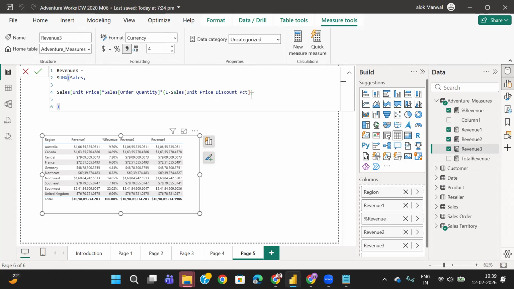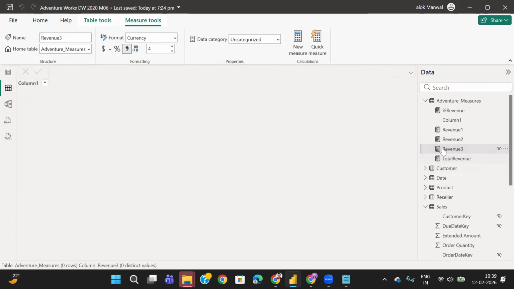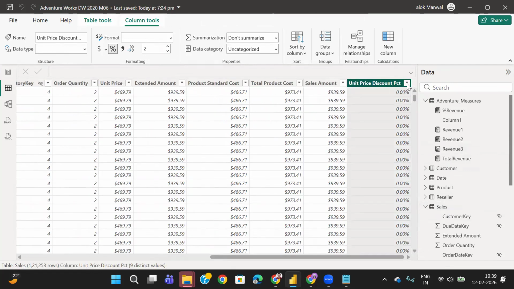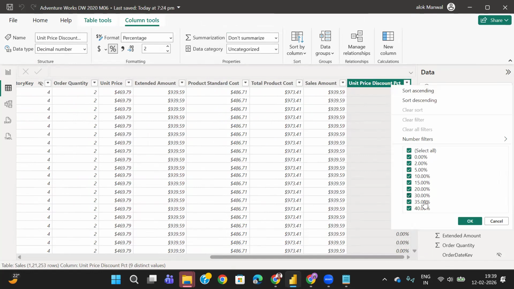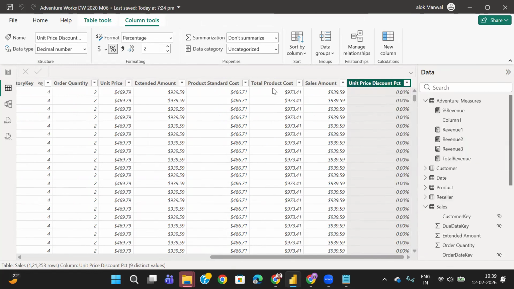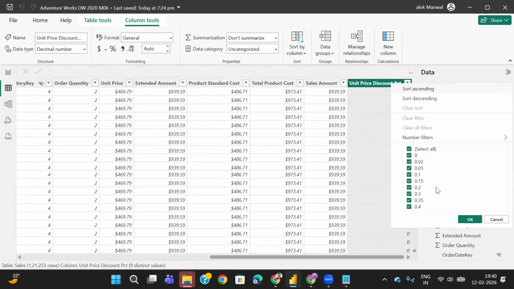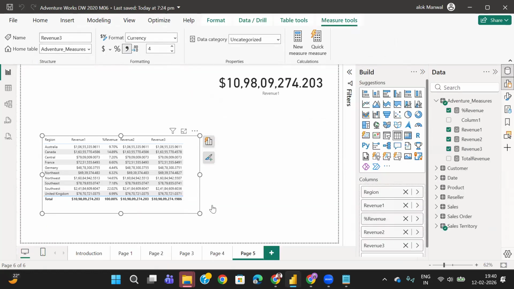So unit price we have already done, but it's in percentage. Let me check, was it in percentage or not? Yes, it's in percentage. That was the issue, I guess. And it's 0.2. I'm just removing this percentage. Now let me check. Yeah. Now let me see here.